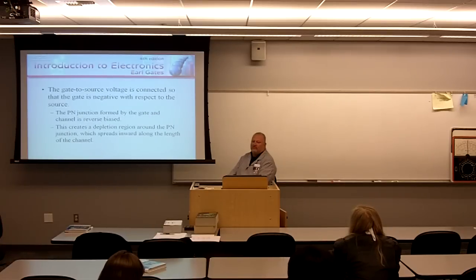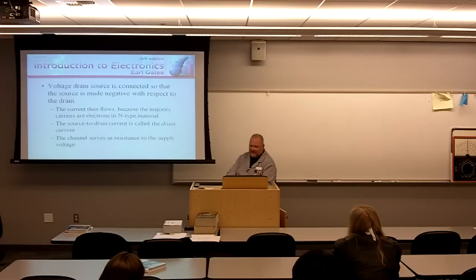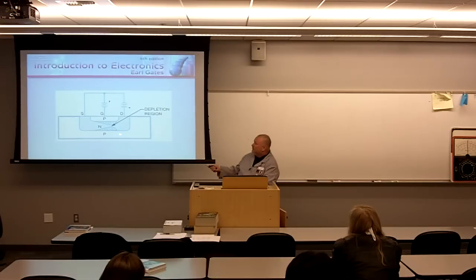The gate to source voltage is connected so that the gate is negative with respect to the source. The PN junction formed by the gate and channel is going to be reverse biased. This creates a depletion region around the PN junction which spreads inward along the length of the channel. Let me go back a couple slides so we could see that again, right? That's what we're talking about here. That depletion region.